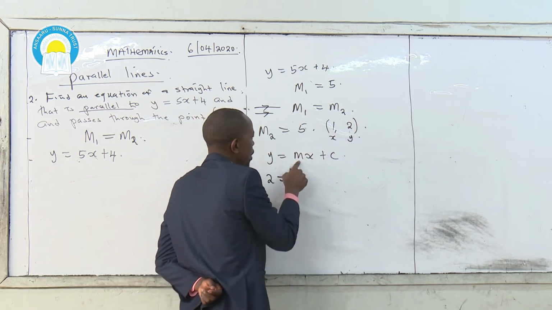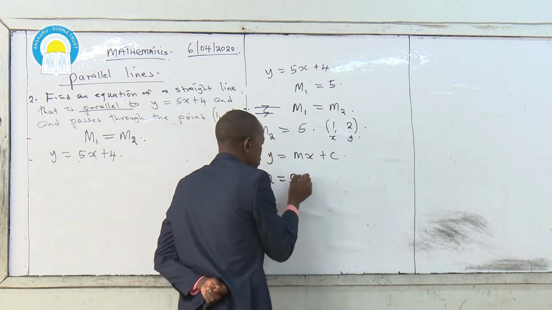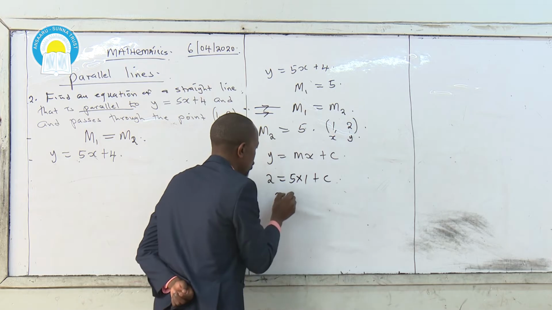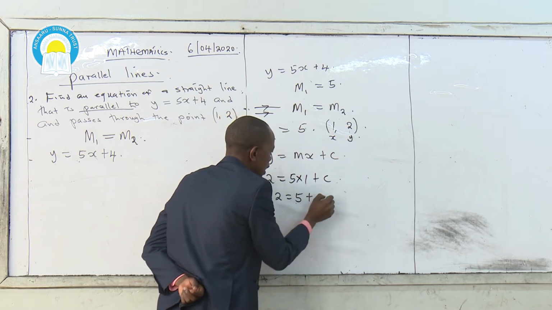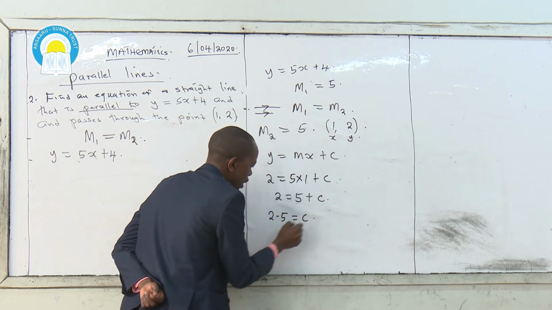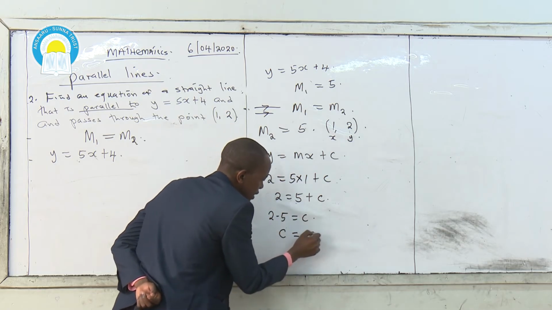We have m, that is 5. We multiply by x, which is 1, plus c. Now 2 is equal to 5 plus c. Now bring this 5 to the other side. It's 2 minus 5 is equal to c. Our c is negative 3.